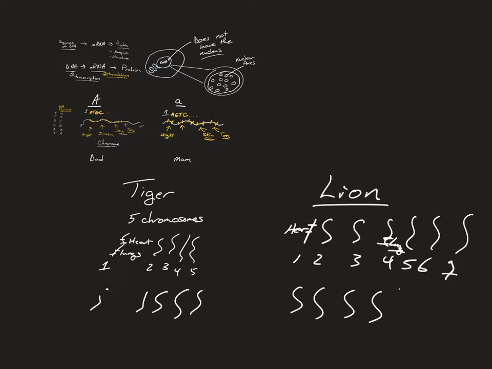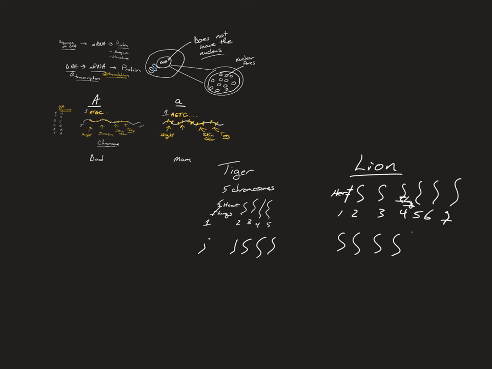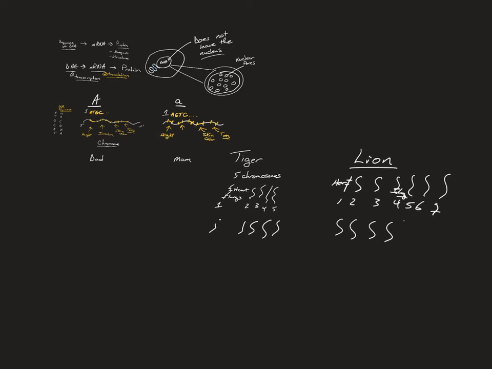Normally what would happen is a tiger would meet up with a tiger, right? And it would give half its DNA to the baby, and the mom would give half its DNA to the baby, correct? So the baby would have 2 pairs of 5. That's what happens. You keep the number the same.